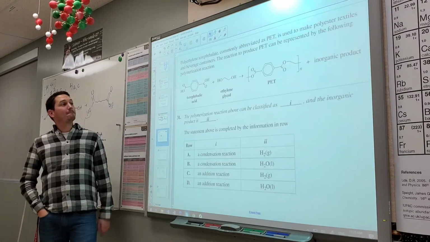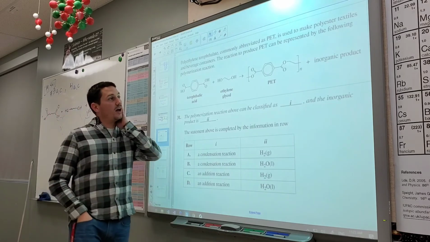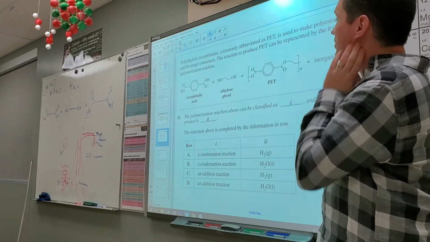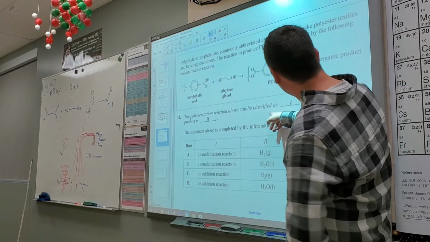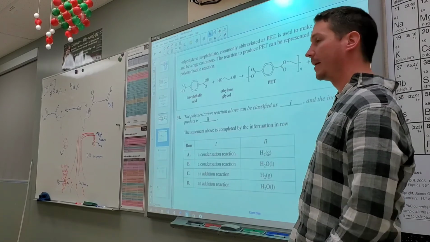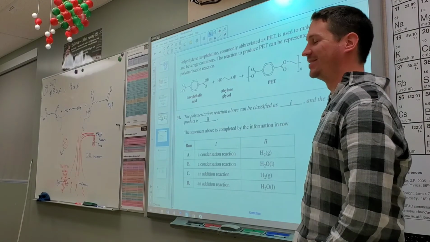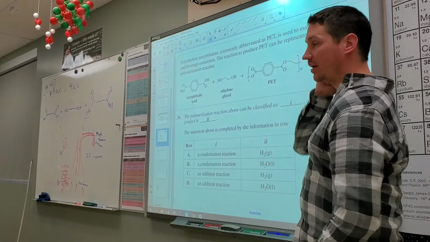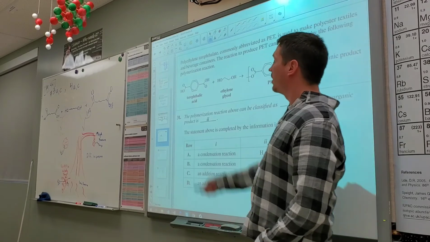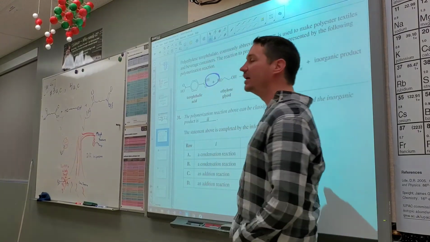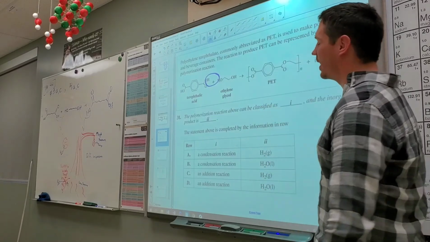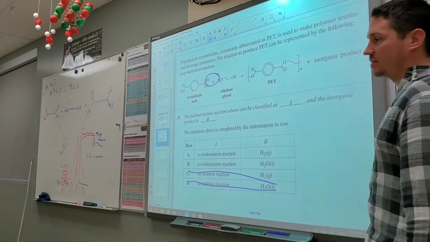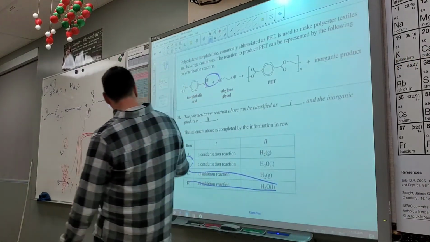This first one, polyethylene terephthalate, more commonly known as PET, is used to make polyester textiles. The polymerization reaction classified above is what's going on here? B. So it's a condensation reaction, right? How do you know it's a condensation reaction? Acid and alcohol, right? As long as you can recognize that, that's really good for you. So it's definitely not an addition reaction. And what's the inorganic product? Water. Good. H2O. Perfect.